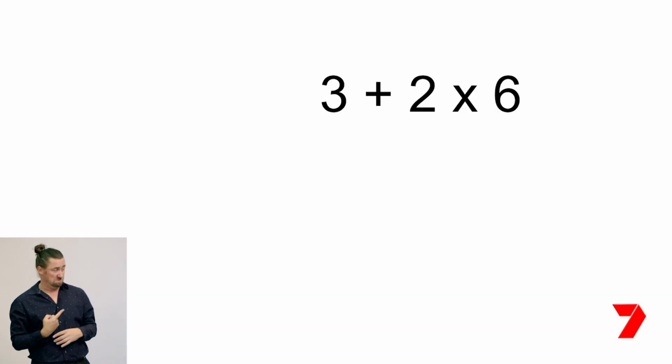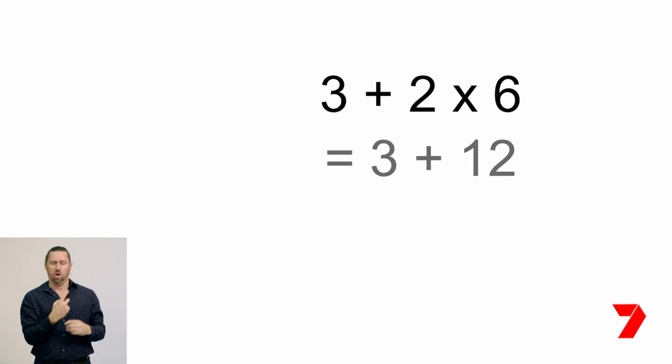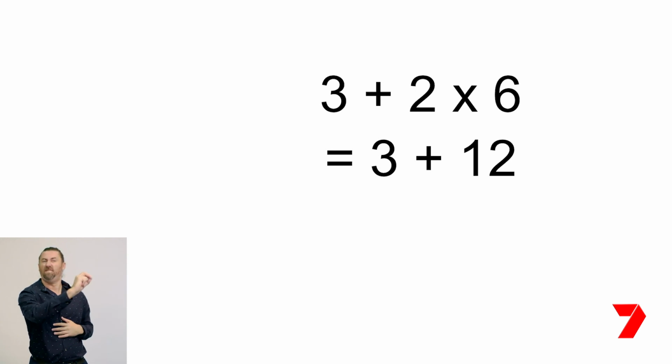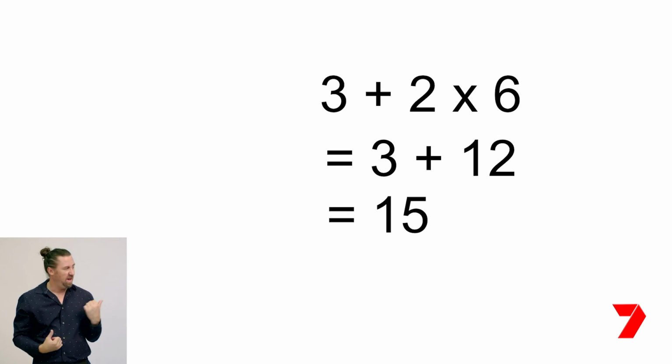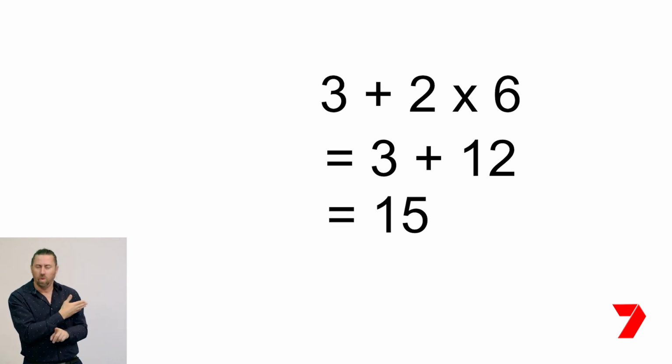But do you think the answer would be the same if we did the sum without brackets? Let's try it now. It would look like this. Remember, we have to do the multiplication first. So 2 times 6 equals 12. Okay, now we can do the addition. So let's add 3 to 12. Our final answer is 15. And this is how we would write it mathematically.